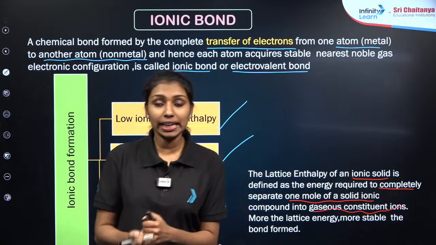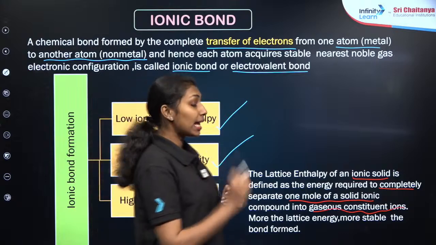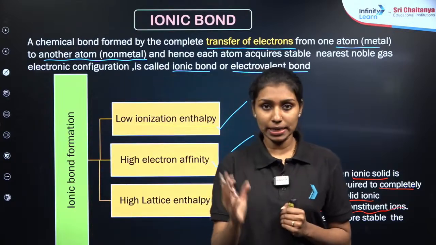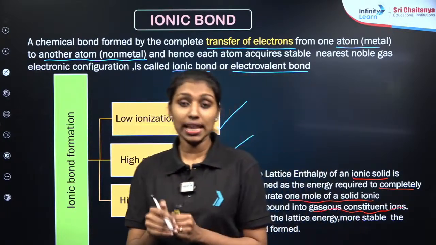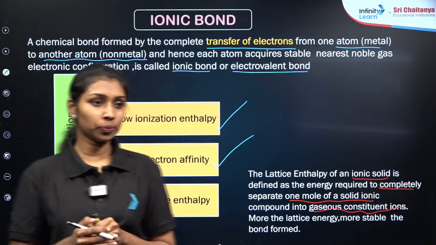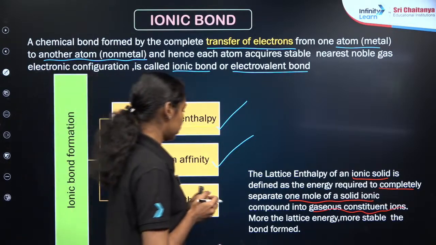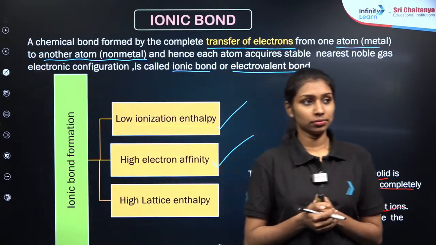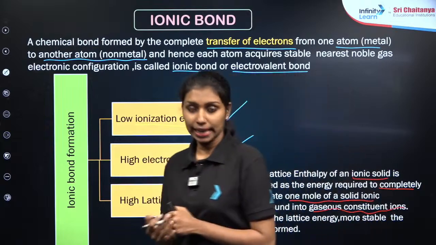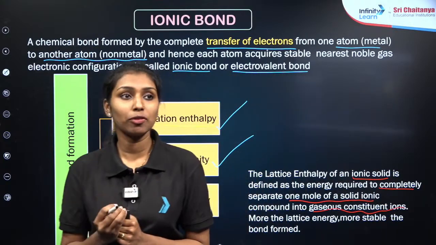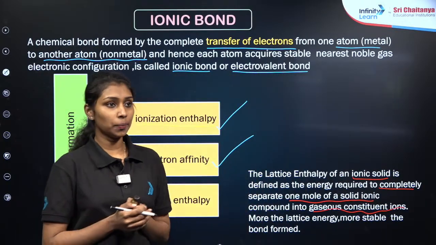Right? If you are taking an NaCl molecule, the amount of energy required to break the NaCl molecule into Na+ and Cl- ions is known as the lattice energy. Clear? So, we can say that the more the lattice energy, the more stable the ionic compound formed. Clear?